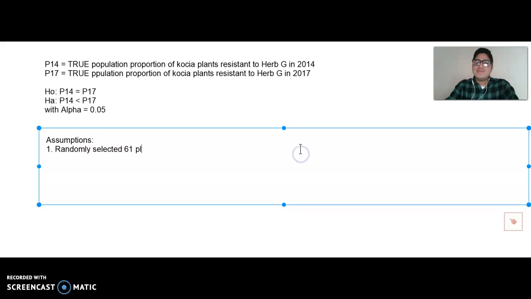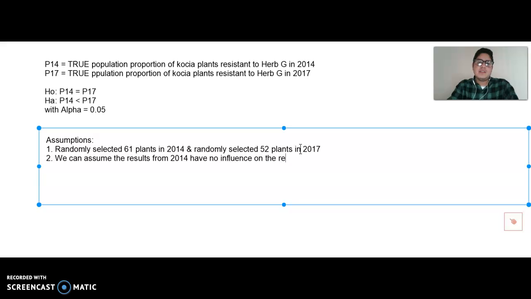You know what? Sorry, y'all. We randomly selected 61 plants in 2014 and randomly selected 52 plants, sorry y'all, I'm the type to backspace everything. 52 plants in 2017. The next one is that we can assume the results from 2014 have no influence on the results in 2017 of the plants resistant to the herbicide.